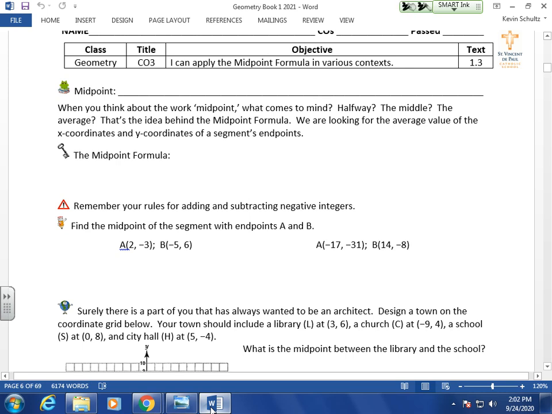Good day. Today in geometry, we're going to talk about the midpoint formula as it refers to segments.